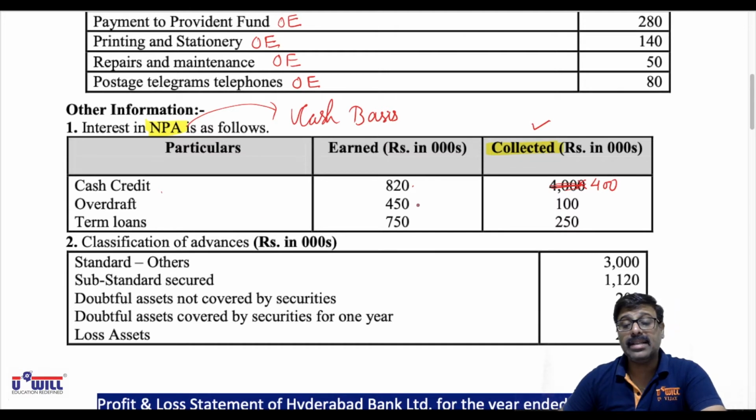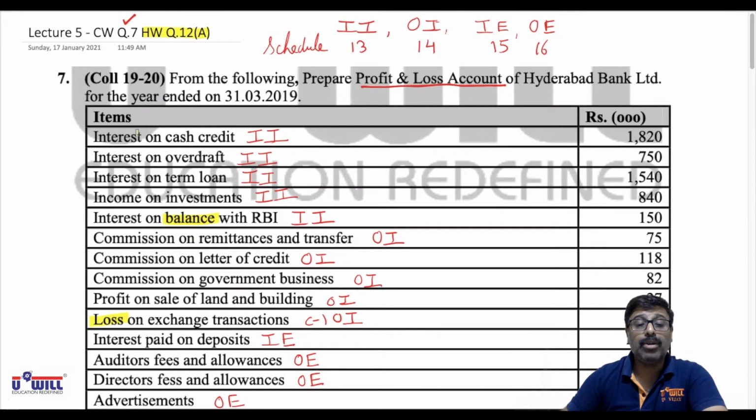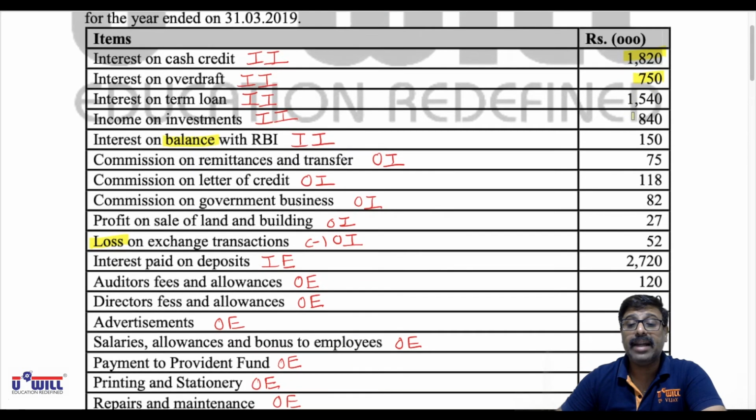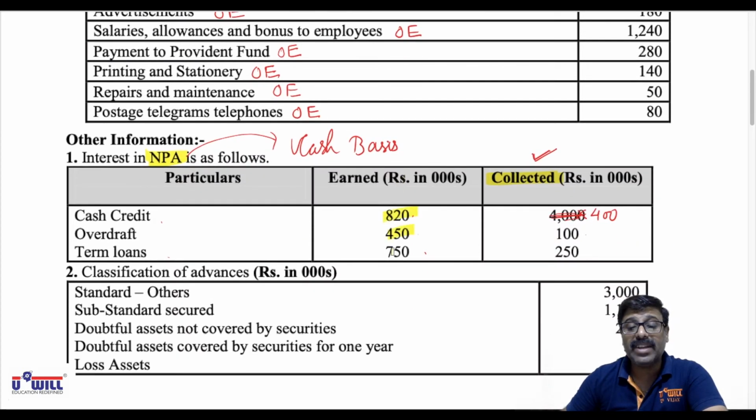Overdrafts: interest earned is 750 but collected or received is 100. Term loans: interest is 1540 but collected or received is 250. Now understand this properly. What are we supposed to do? We are supposed to take only interest collected in our incomes, but in the interest on cash credit 1820, overdraft 750 and term loan 1540, the amounts 820, 450 and 750 are already included.